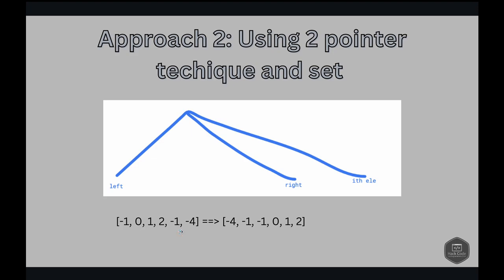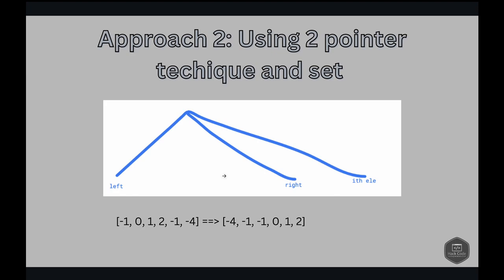So next is using the two-pointer technique and a set. So this is the two-pointer technique. The sorting step remains the same. The only difference is we use a two-pointer technique, which helps us reduce the time complexity to n square. In this method, we'll sort the array first, which will help us use the two-pointer technique to traverse the array. I'll come to the two-pointer technique later. So we'll fix one element and then use the two pointers to find the other two elements such that the sum is the target value, 0.